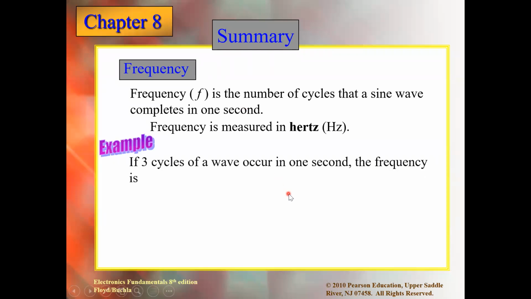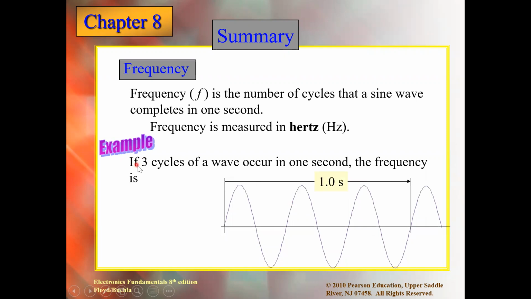For example, for this question: if 3 cycles of a wave occur in 1 second, the frequency is? You can see here, we are starting from here and 1 cycle completes. Second cycle complete. Third cycle complete. So 3 cycles completed, and how much time is required? 1 second. So it's clear that the frequency is 3 hertz, because in 1 second, 3 cycles are completing. So the answer is 3 hertz.